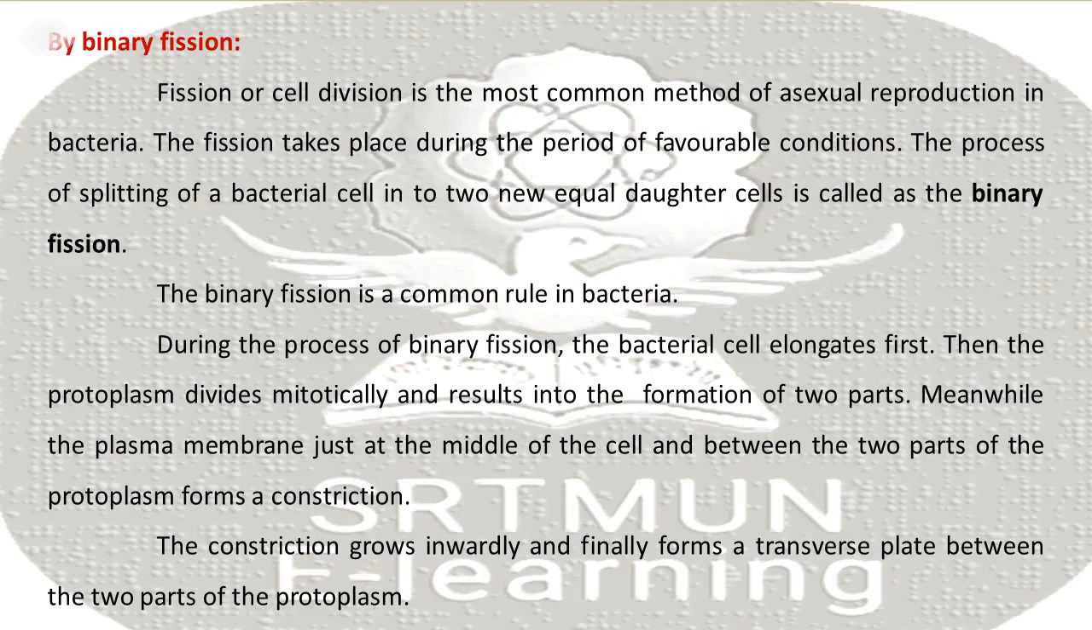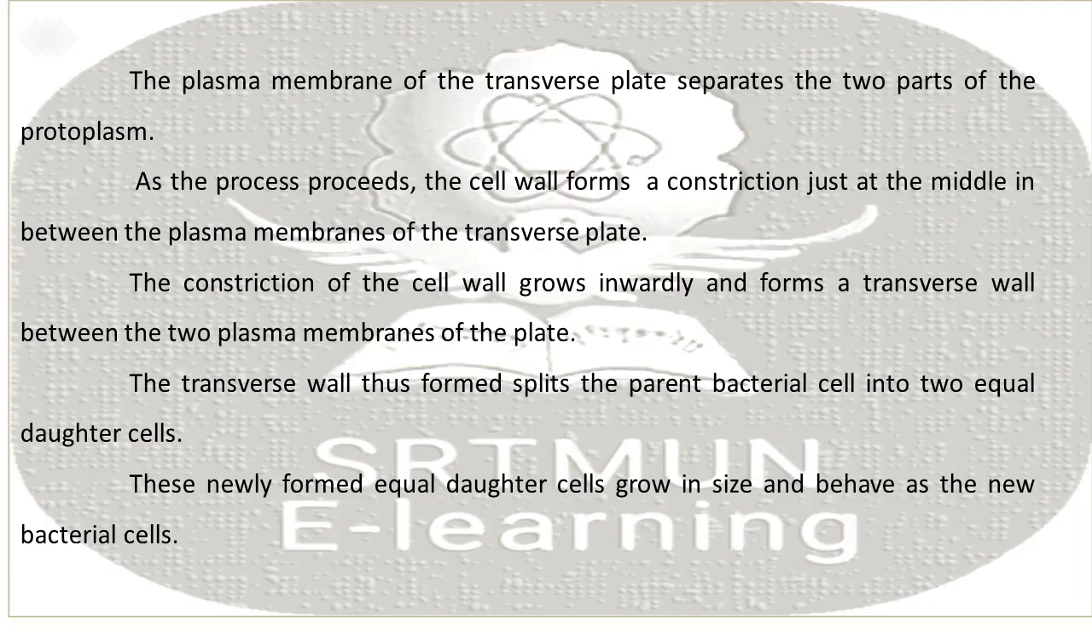During the process of binary fission, the bacterial cell elongates first, then the protoplasm divides mitotically and results in the formation of two parts. Meanwhile, the plasma membrane, just at the middle of the cell and between the two parts of the protoplasm, forms a constriction. The constriction grows inwardly and finally forms a transverse plate between the two parts of the protoplasm.